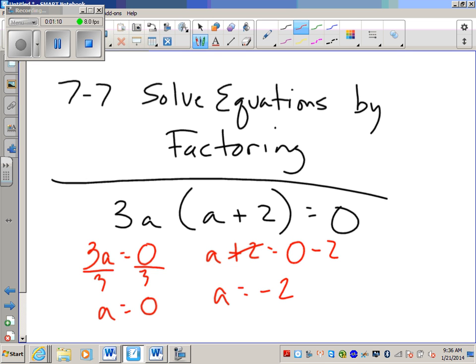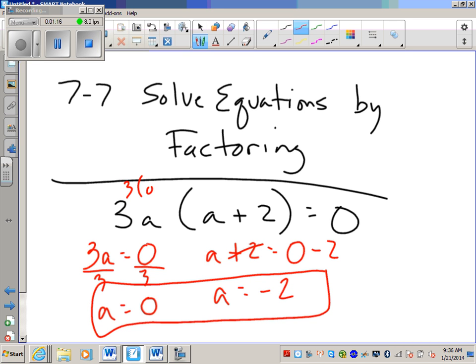Plug either one of them in, and we get 0. Plug in 0, and 3 times 0 is 0. 0 times 2 is still 0. If I plug in -2, -6 times 0 will still equal 0. They both work. They're both possible solutions, okay? But that was already in factored form. For today, we're going to solve the equations first, put them into factored form, and then solve them.